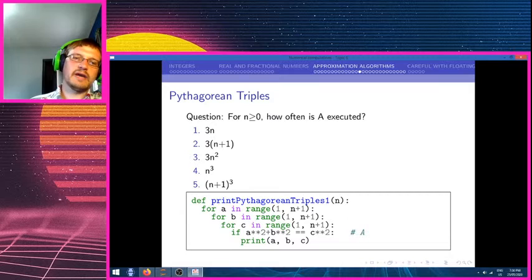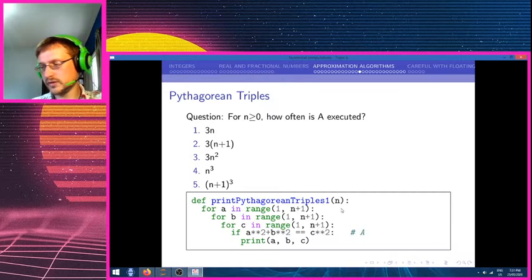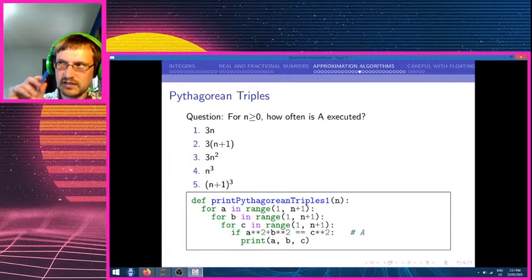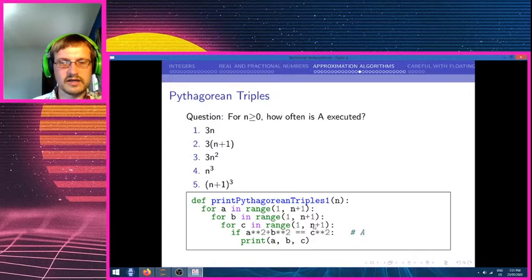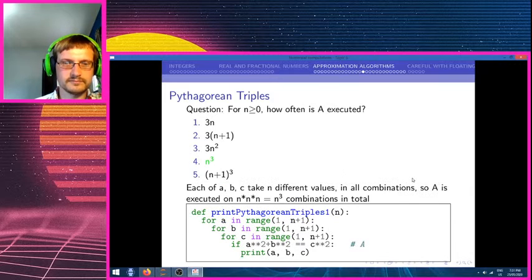So, for n greater than 0, how often is line a executed? This is how nested loops work. You have to multiply the number of executions together, because the innermost for loop will execute in its totality once for every execution of the b for loop. The b for loop will execute in its totality once for every execution of the a loop. So it's n times n times n, which is n cubed. And cubed is not great.